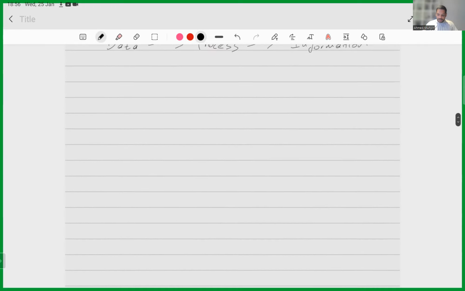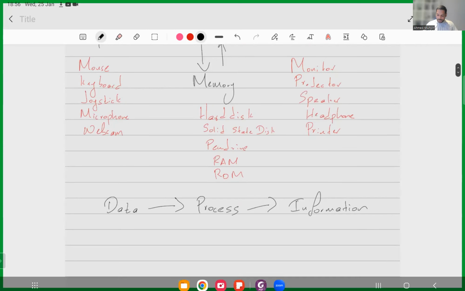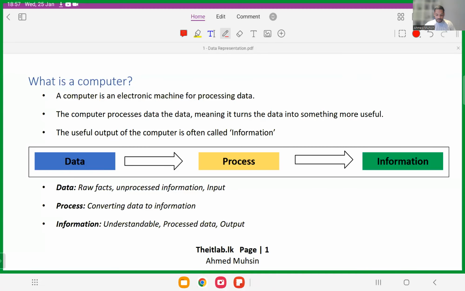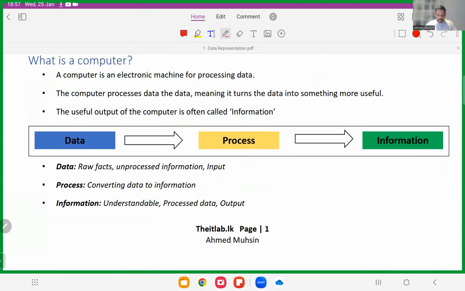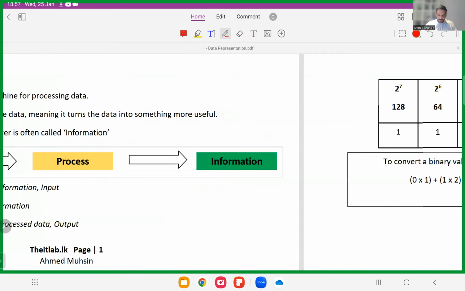Moving on to our next part. We have spoken about this area. Let's scroll down a little bit, to the next page.